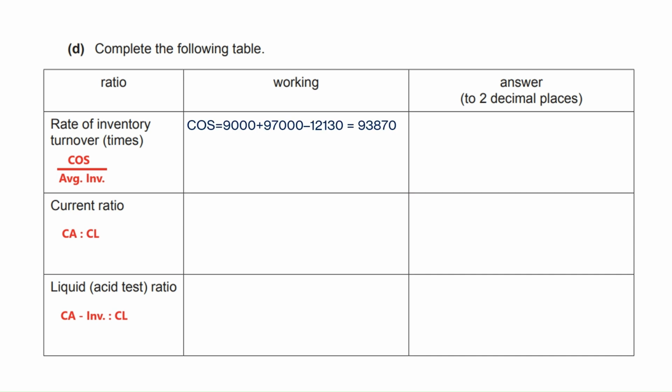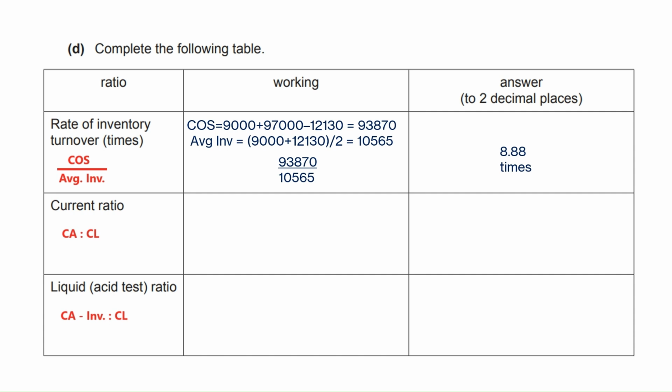Right, you can show that like this in the working area, and then you can calculate the average inventory. So average inventory is opening inventory plus closing inventory, that total value divided by 2. So 9,000 is the opening inventory plus closing inventory is 12,130. You add them up and divide it by 2, you will get a value of 10,565. How do you calculate the rate of inventory turnover? It's cost of sales divided by average inventory. So just write that and you will get an answer of 8.88. And don't forget to mention the units. So here it's times.